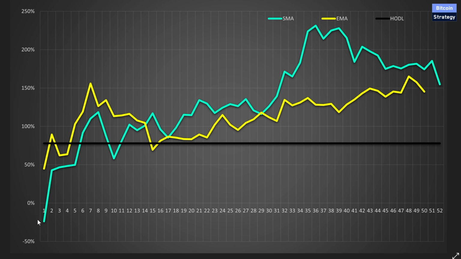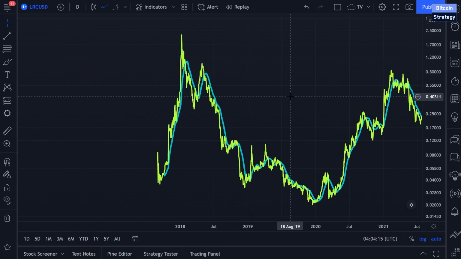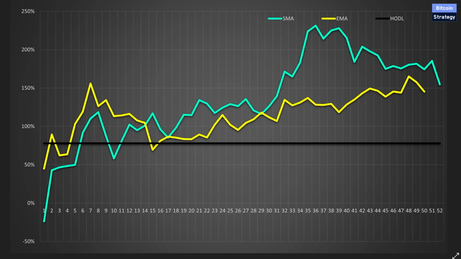In green, we see the backtest result of the simple moving average. In yellow, the results of the exponential moving average. On the x-axis, we've got the duration of the moving average in days. And on the y-axis, we've got the annualized performance had you followed such a strategy. Buying and holding Loopring over this entire data set, over this period here, would have given you annualized a bit over 75%.